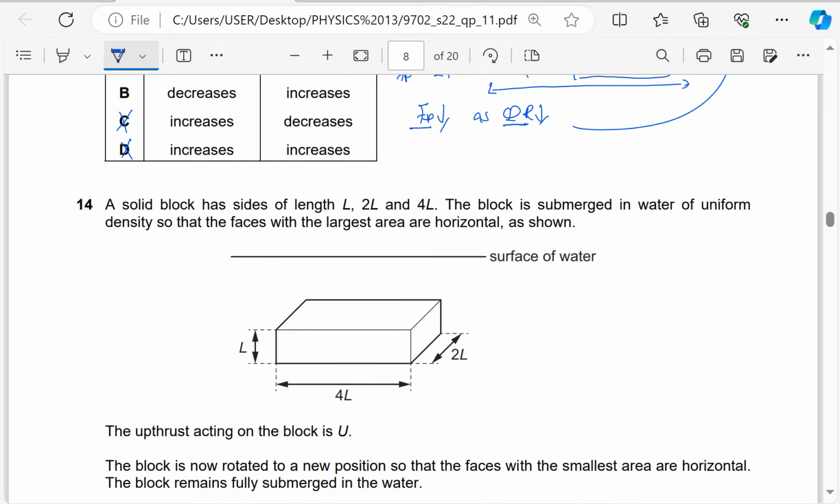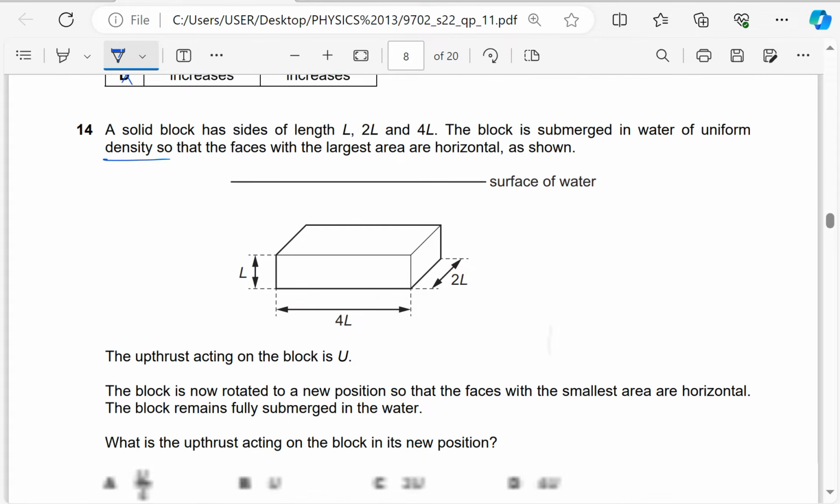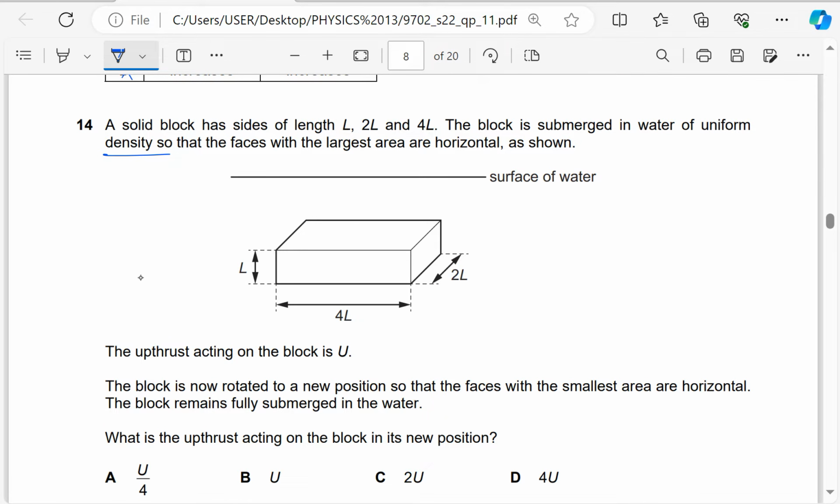A solid block has sides of length L, 2L and 4L. The block is submerged in water of uniform density so that the faces with the largest area are horizontal. The upthrust acting on the block is U. The block is now rotated to a new position so that the faces with the smallest area are horizontal. The block remains fully submerged in the water. What is the upthrust acting on the block? Of course, the upthrust is still going to remain U.